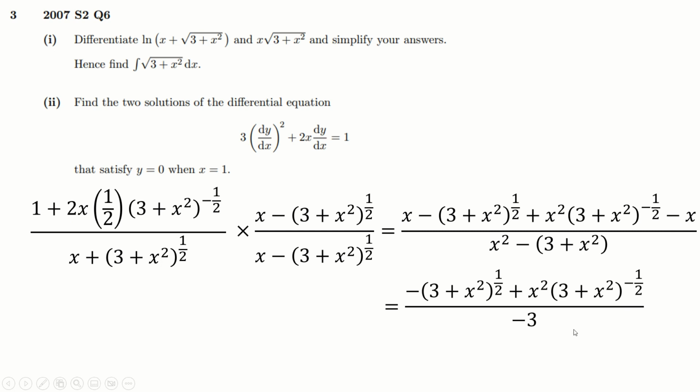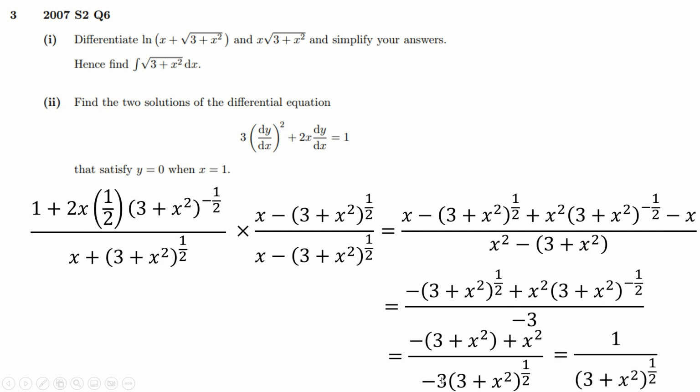And then you could times top and bottom by 3 plus x squared to the power of a half, which will give you something like this. Of course, you just introduce it in the denominator, it would go away here, and then this would round up to a 1. And then this and this cancel, the minus 3 and the minus 3 cancel, and you end up with something relatively simple, which just looks like this. So a bit of playing around is required to get there, but yeah, a bit of simplifying and you get down to there.